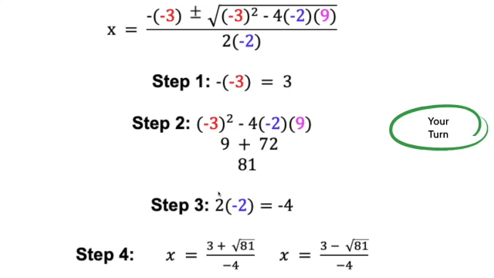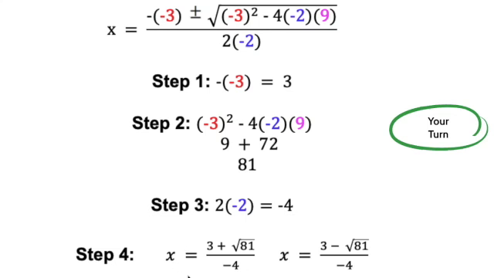Step 3, multiply the 2 times the -2 in the denominator. Again, you can use your calculator, and you get -4. Step 4 is to rewrite those numbers that we just found, but one root gets the plus sign, and the other root gets the minus sign.